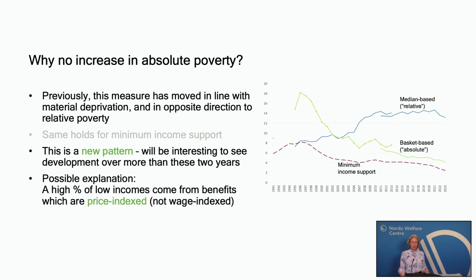The reason, and I looked into this, it seems that the reason we don't see an increase in absolute poverty is that the percentage of incomes at the bottom of the income distribution that comes from wages is quite low, and the percentage coming from benefits is quite high. And benefits are actually price indexed, so that could explain this finding. But we'll have to wait a few more years to see how this develops before we can say anything definitely about this. But it's a really interesting pattern, really, given what we've seen about deprivation.